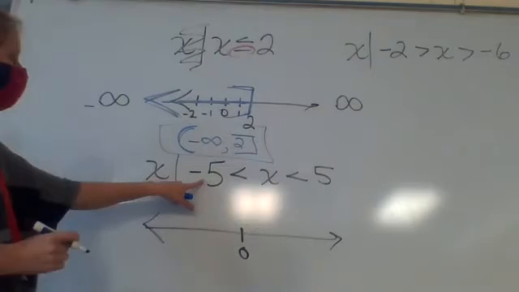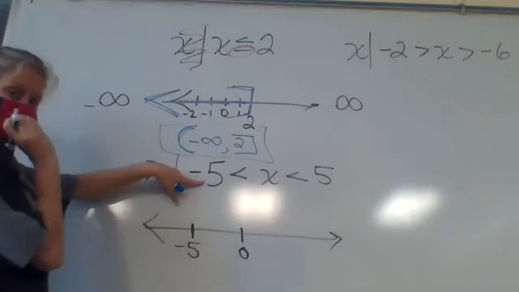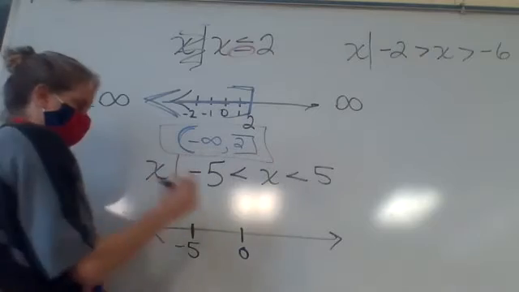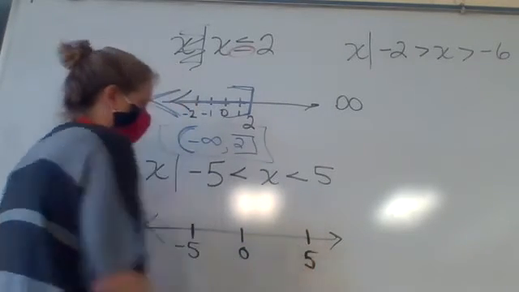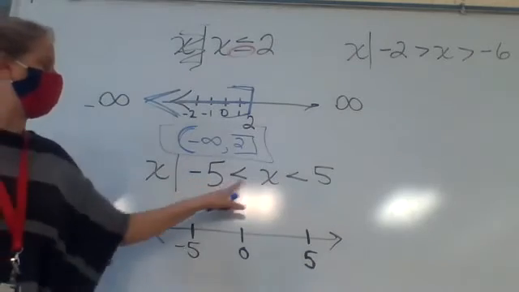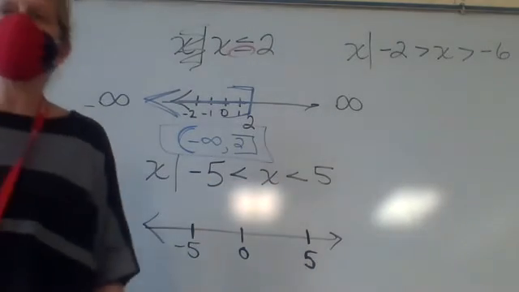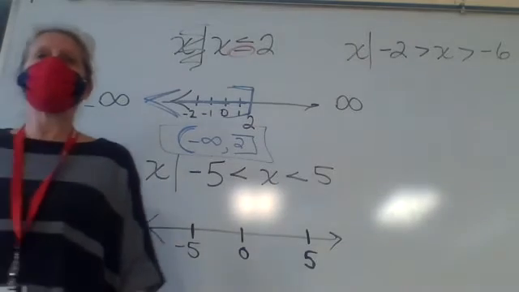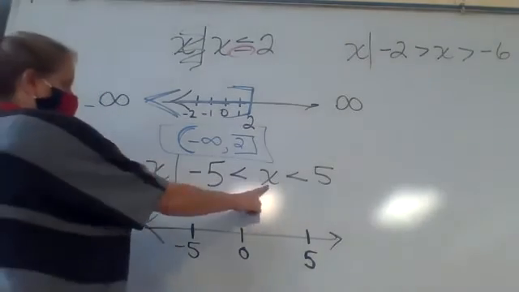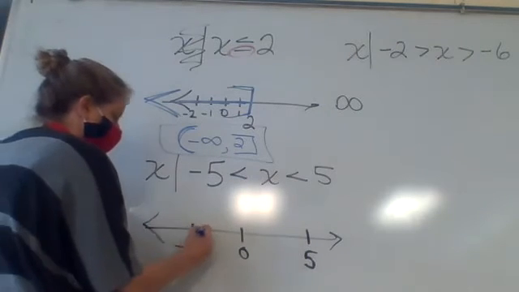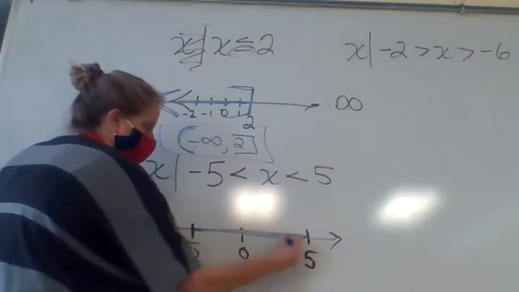Where would -5 be? It'd be somewhere over here, right? Below 0. Where would +5 be? Somewhere over here because it's bigger than 0. Because if the x is in between two numbers, that's exactly what it means. I just want to show what's in between those two numbers. So now x is between -5 and 5. So everything in here. Those are all the numbers between -5 and 5, right?